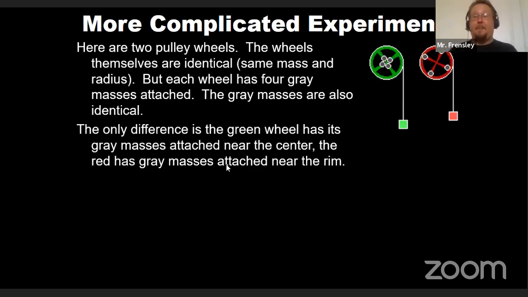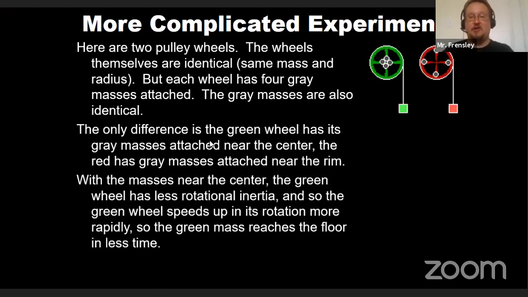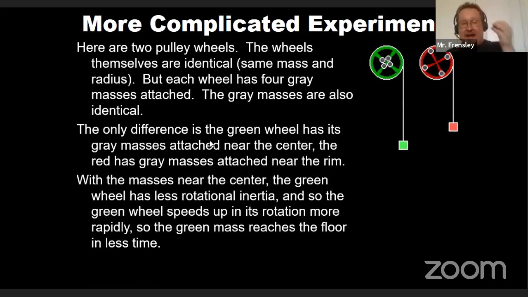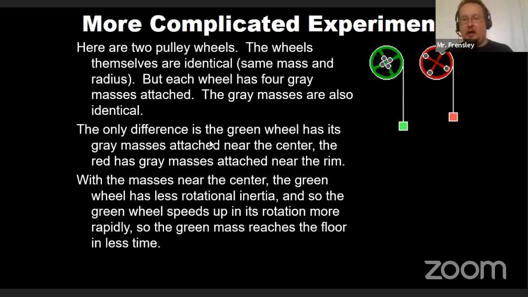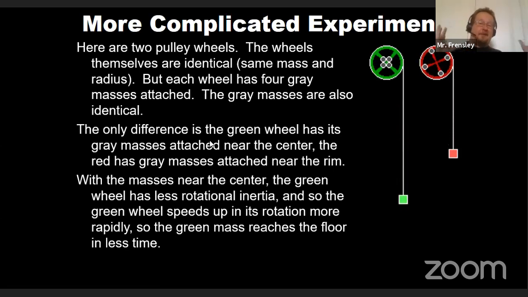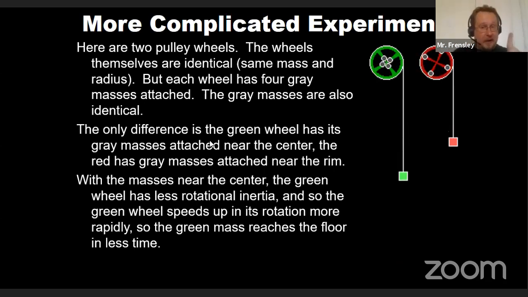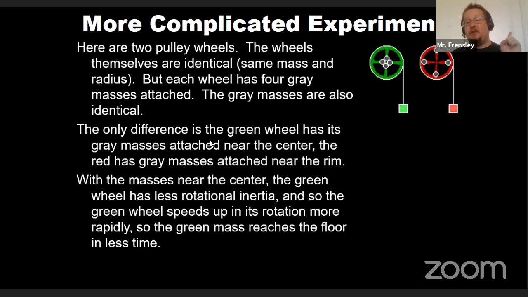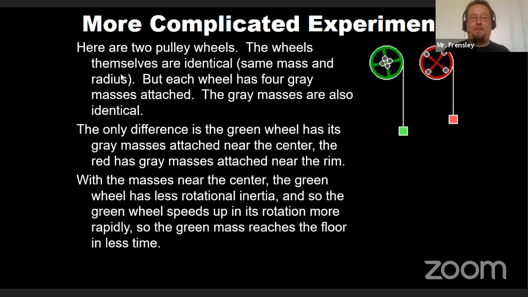So it turns out that if you hang identical masses from these pulley wheels, the one with the masses closer to the center is going to have an easier time getting to rotate. It's going to have an easier time getting up to speed. So with masses near the center, that's less rotational inertia. It's easier to get the green wheel to go. The red wheel has the masses farther from the center. It's harder to get it to go. But inertia goes 2 ways. Not only is it more difficult to get the red wheel to go, it's going to be more difficult to get the red wheel to stop as well.